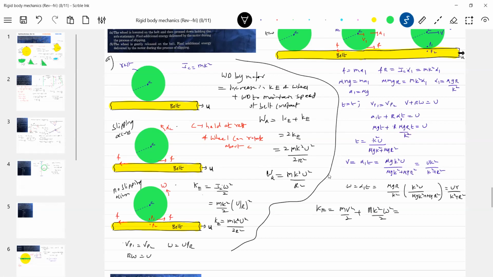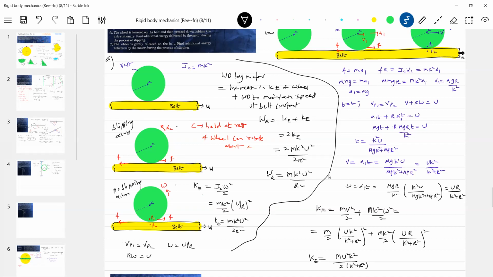We have to further simplify this one. We'll substitute: v square will be U k square, omega will be U R by k square plus R square, with capital R. The final equation: M U square k square by 2 should be there. Check it. This is the kinetic energy.